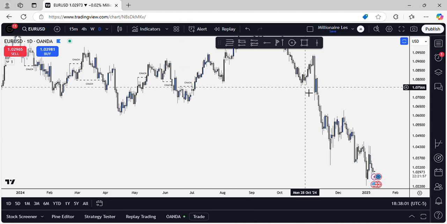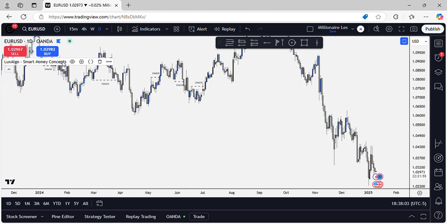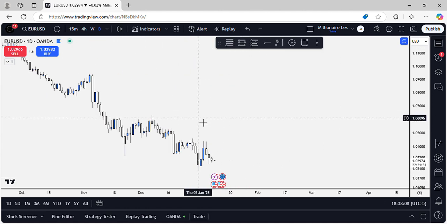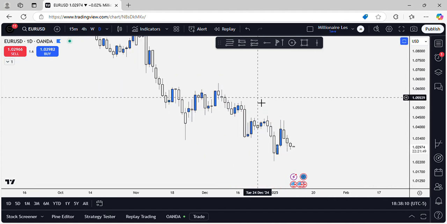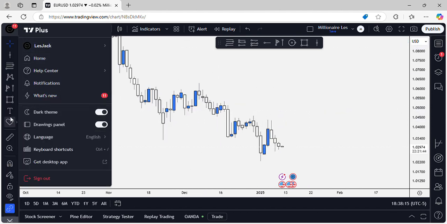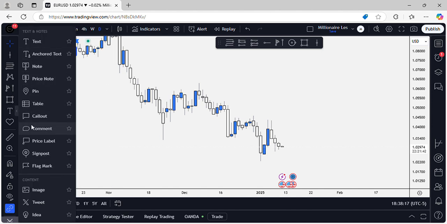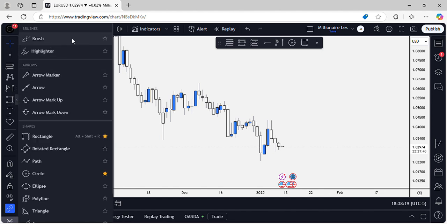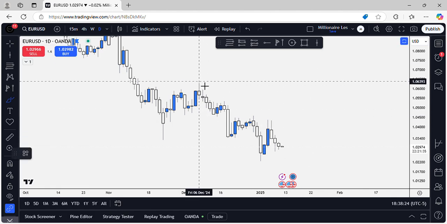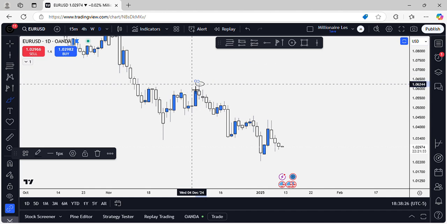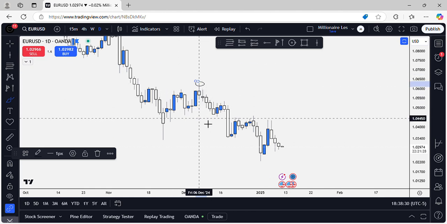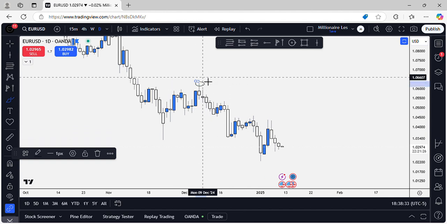Right now I'm on the daily, and let me just clear my charts. What I consider swing points are 5-candle formations. What I mean by that is, you see this high right here. If you look to the left, you have 1, 2 candles that are lower than it. You look to the right, 1, 2 candles that are lower. This, for me, is a swing point.